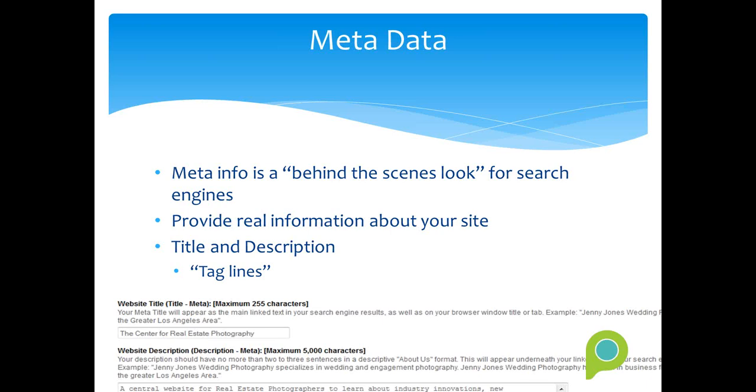Now, of the three sections, you have your title, your description, and your keywords. Your title and your description are your marketing taglines. These are the two sections of your website that are going to entice a visitor to click on your link in that search result over someone else. So we want to make sure that they read well, that they're spelled correctly, and that they tell the person what they're going to see when they click on the link.